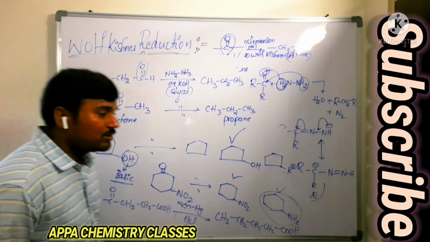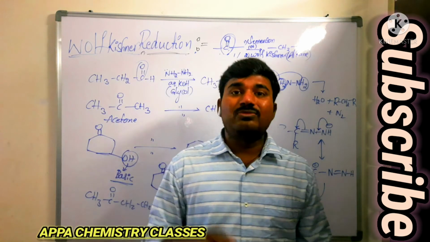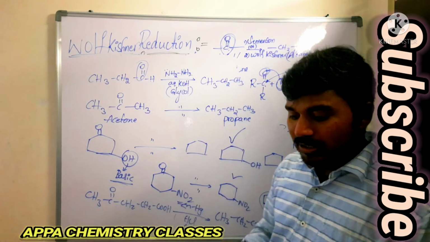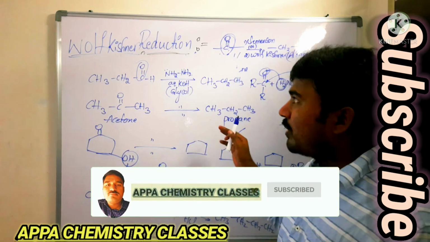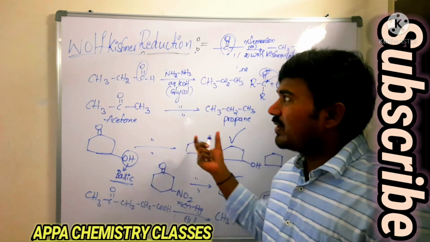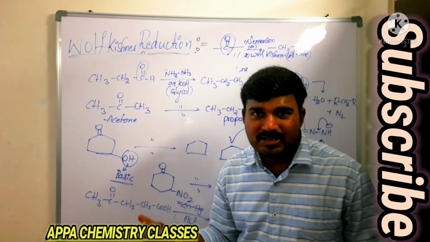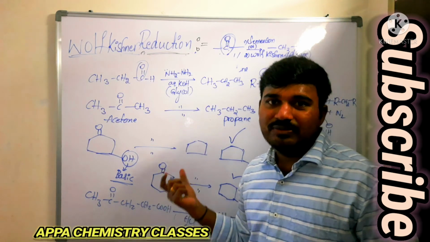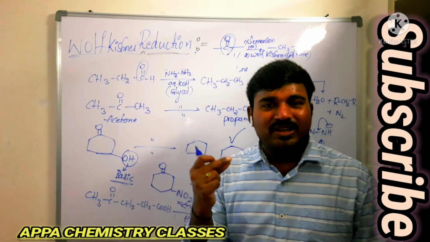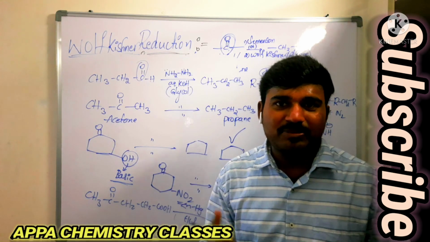So those are the details about Wolff-Kishner reduction and Clemmensen reduction. I think you have understood. You have learned a new concept from the Wolff-Kishner as well as the Clemmensen reduction, with a neat mechanism and different examples. I hope you have learned something from this video.